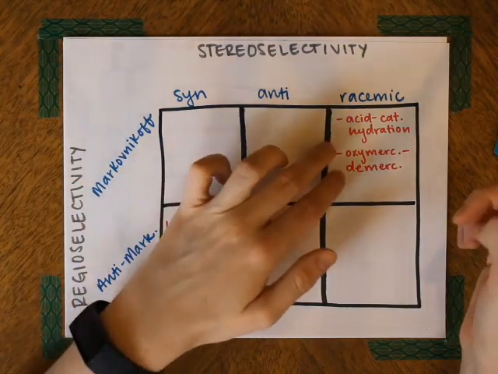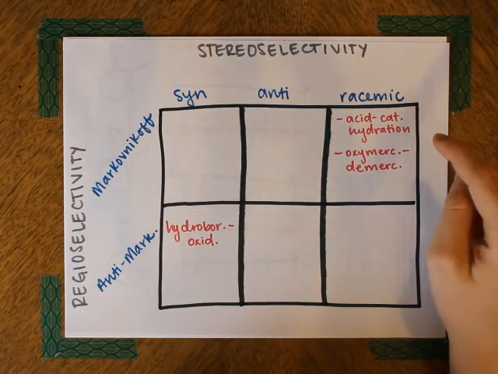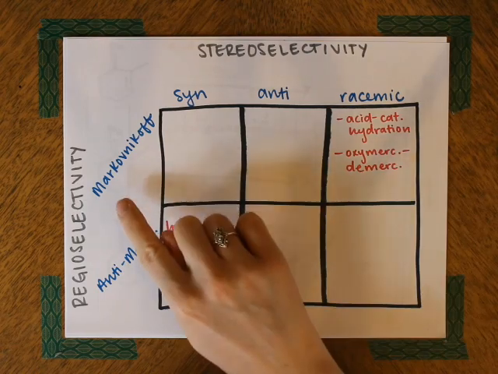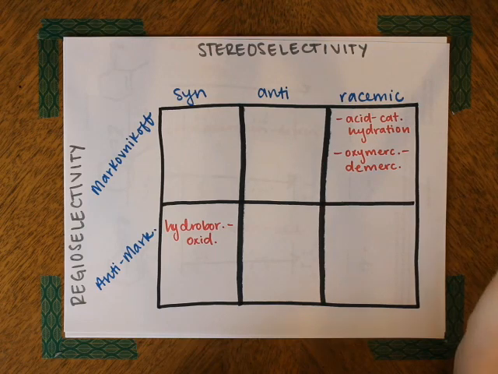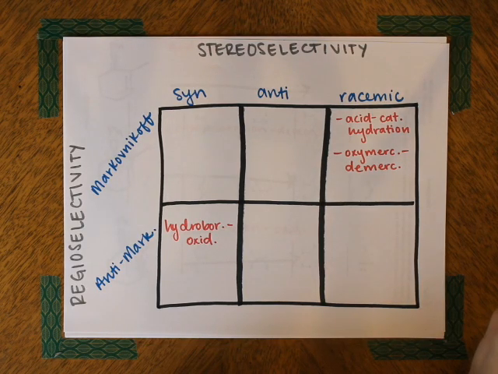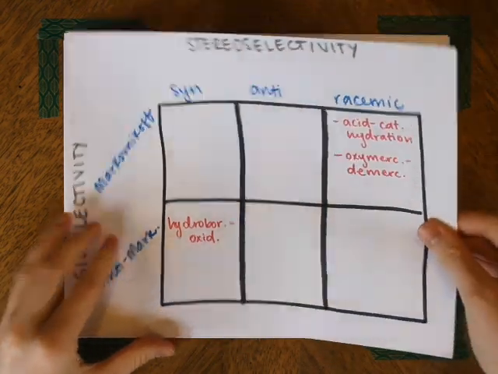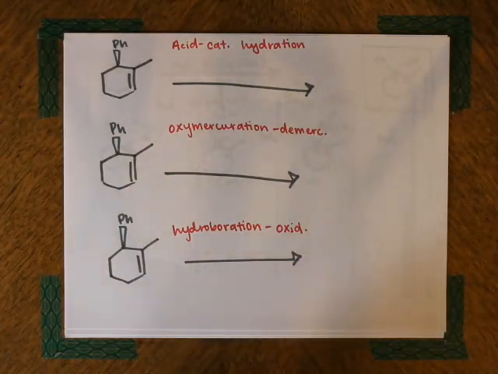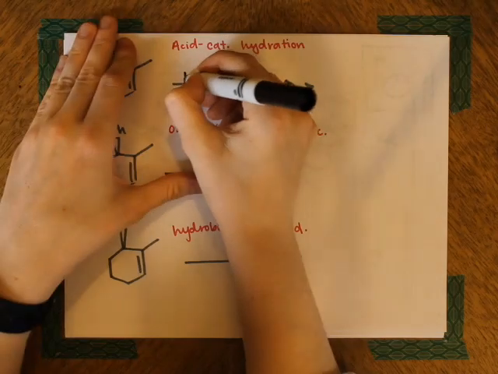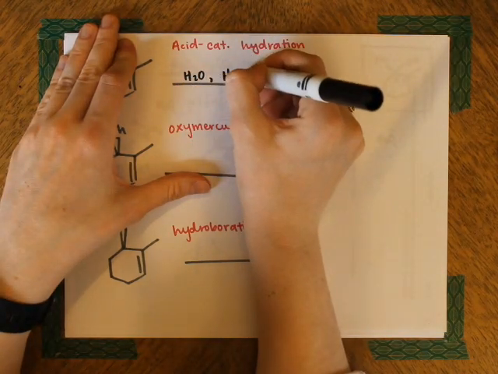But these are actually really tricky, and so we want to look at the mechanisms to see the difference between these two. Even though they're both in the same box, both adding Markovnikov and racemic, we have a little bit of something else to worry about, specifically with acid-catalyzed hydration, that we don't have with oxymercuration-demercuration. So let's look at those and the mechanisms for them. For acid-catalyzed hydration, we've seen this before. We're just adding water with catalytic amounts of H2SO4.